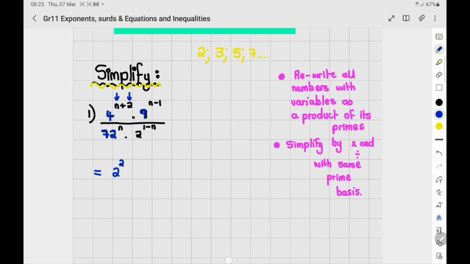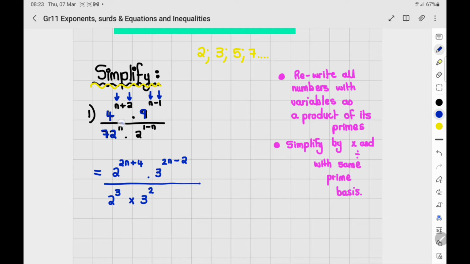Okay. Not just the 1, but both, which will make it 2n plus 4. Times 3 squared is 9, and that 2 raises up and it multiplies a power raised to a further power. You multiply together. So 2 times n is 2n minus 2 times 1 is 2. Over. Now 72, you might use your calculator, you put in your calculator 72 equals shift fact, and that gives you 2 to the power 3 times 3 to the power 2.